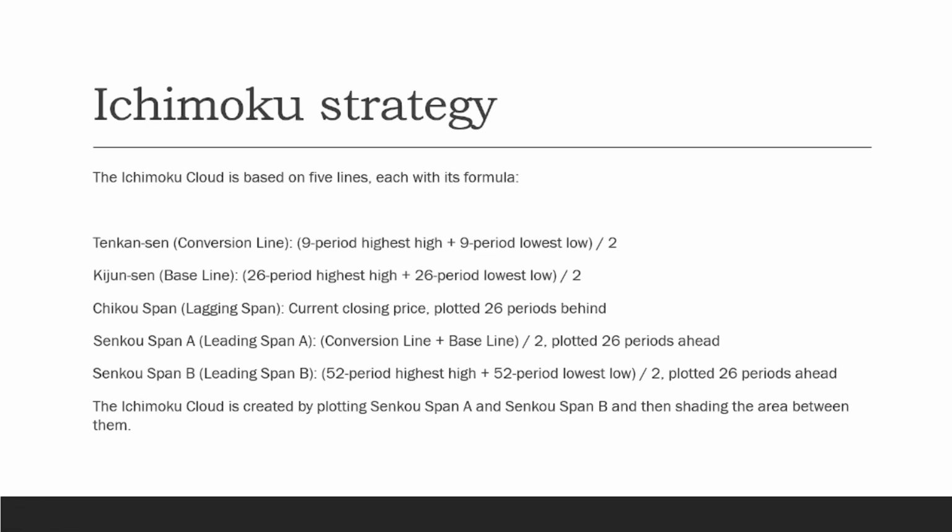If the Chikou Span line is below the price candle 26 periods back, it is considered as bearishness or bearish momentum. If the Chikou Span line is above the price 26 periods behind, it implies the current price is more than the earlier price, and bullish momentum. So let us look at Chikou Span in the chart.